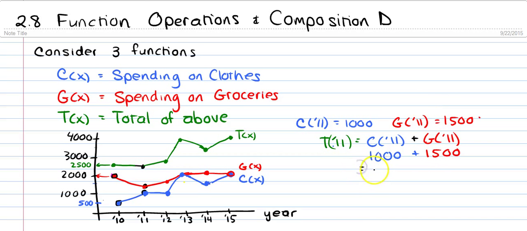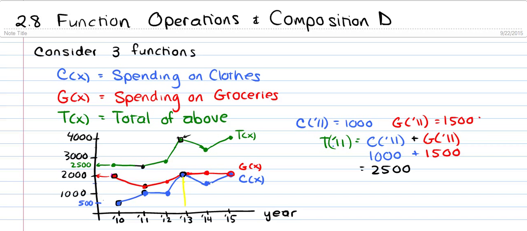We end up with the same total as we did in the year 2010, but for different reasons. We spent more on clothes and less on groceries, but we still ended up at 2,500. In the year 13, we spent the same amount on groceries as we did clothes, 2,000. And so if we look at the T of X function, we expect that to be 2,000 plus 2,000, which is 4,000.